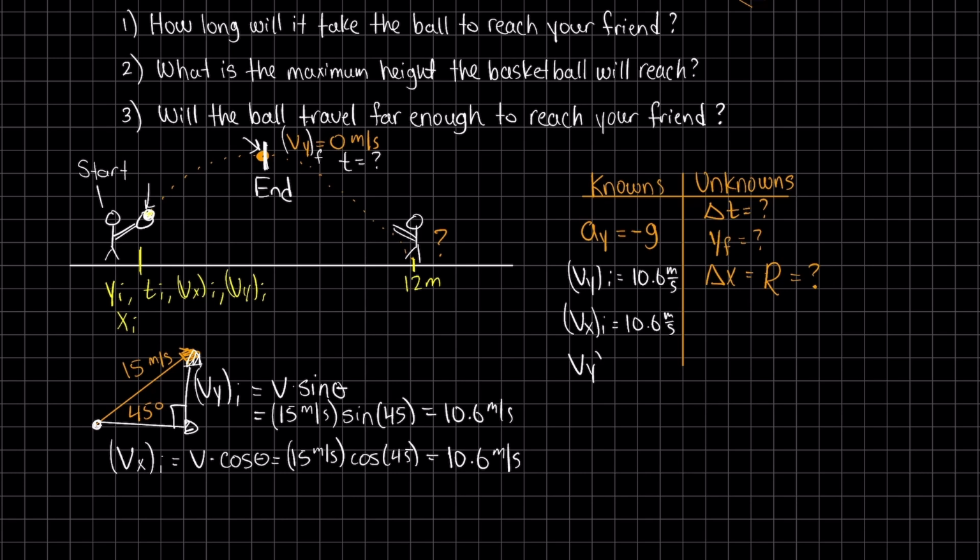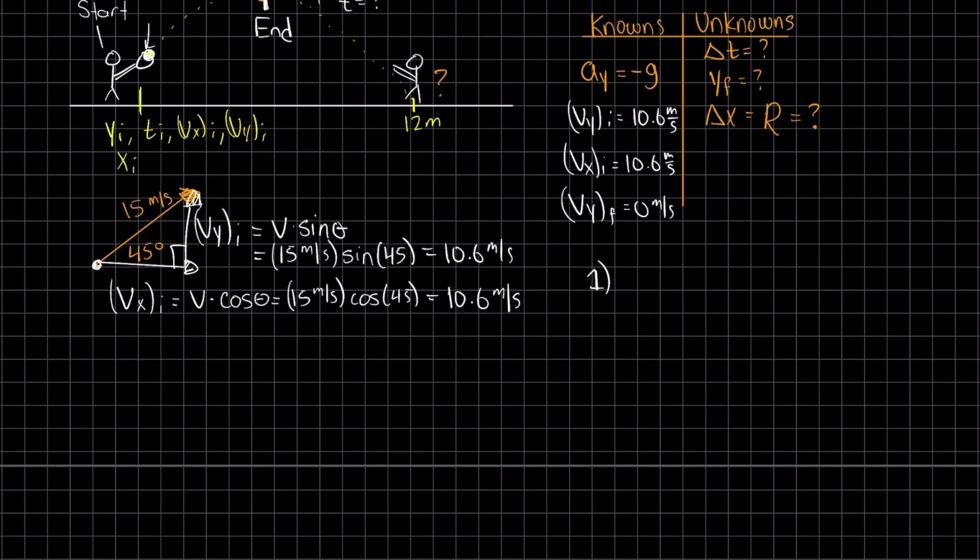So the VYF is going to be 0 meters per second because I decide that that's my stopping point for my analysis of the motion. So to answer the first question, I'm going to choose this equation. My final velocity equals my initial velocity minus the acceleration times the change in time. I'm going to choose this because I know that my final velocity at the peak is 0 and I can solve for this time of flight. So the equation I get is 0 equals the initial velocity minus g delta t.